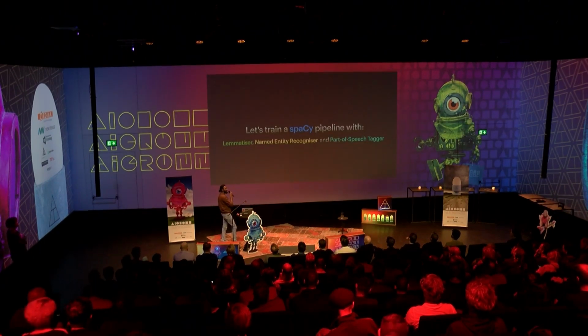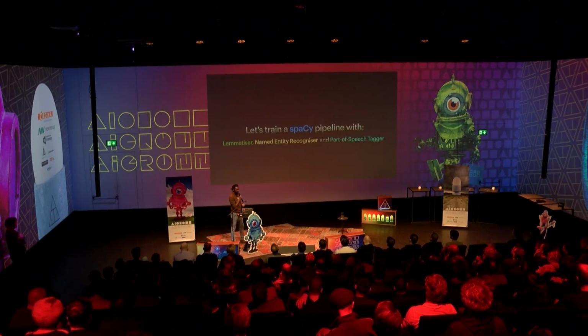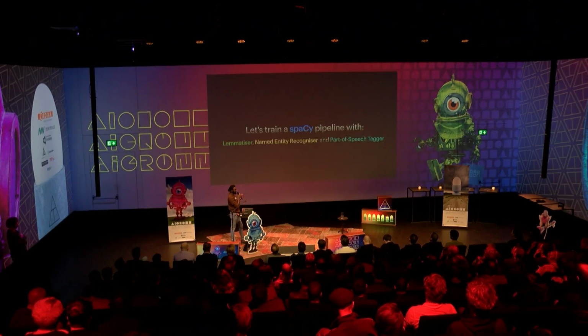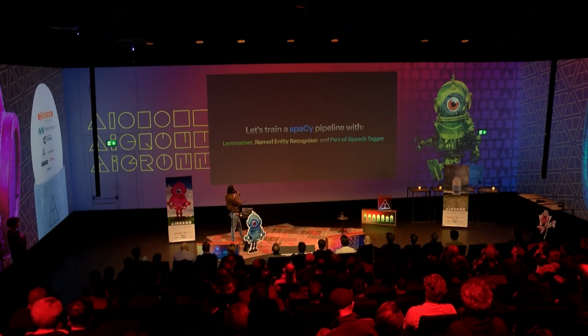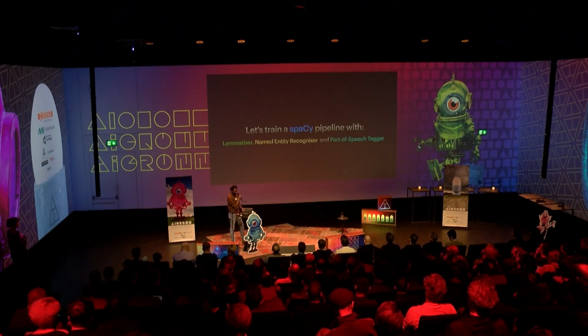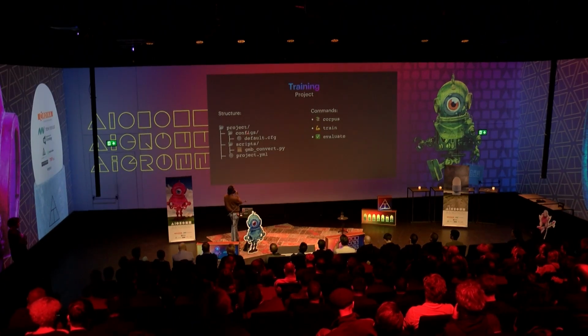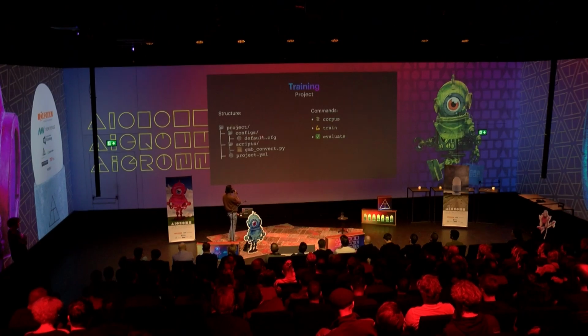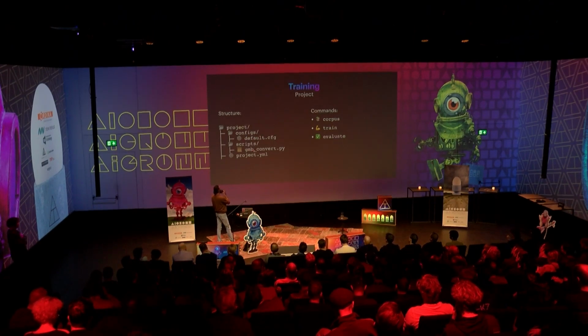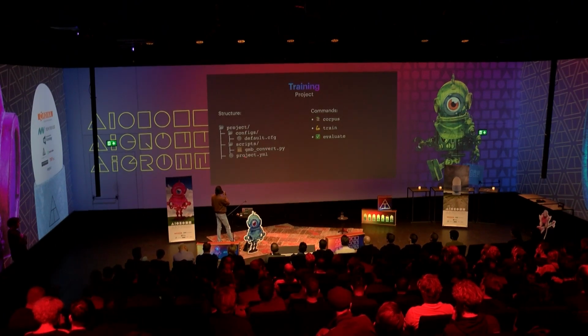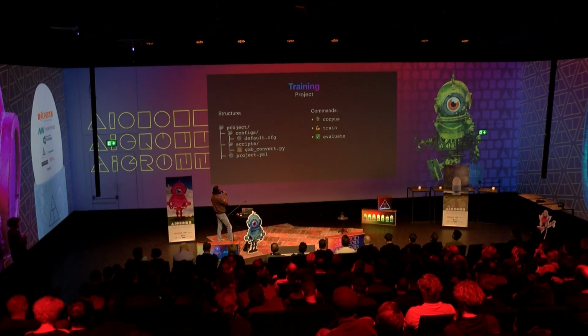Well, onward and upward. So let's actually train a Spacy pipeline with what we know. So we're going to train three main components: the lemmatizer, a named entity recognizer, and a part-of-speech tagger. So this is what the pipeline project directory structure looks like. We have three main files. There's the pipeline configuration itself. There's the script that's going to convert the corpus data into a format that we can consume. And then there is also the actual definition of the project. And the project contains three different commands: corpus, train, and evaluate. We'll just see what they do presently.